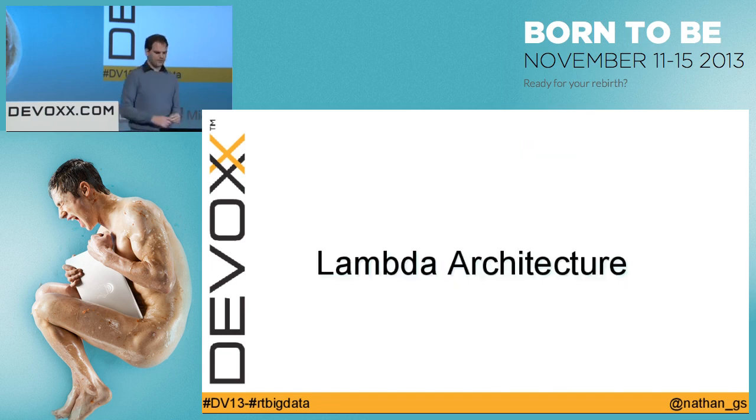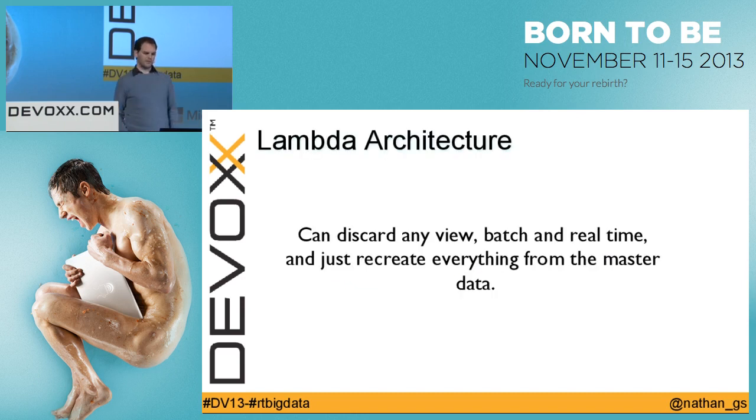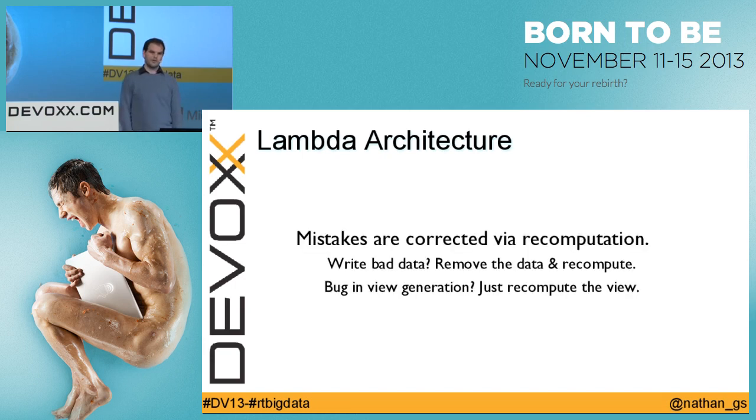So there's the Lambda architecture. This was what I just presented, the Lambda architecture. And an essential property of the Lambda architecture is that it can disregard any view, batch or real time, and just recreate everything from the master data set. So it has a really high tolerance for human programmer mistakes, system engineer mistakes, as well as system errors, because you can always recompute your views.